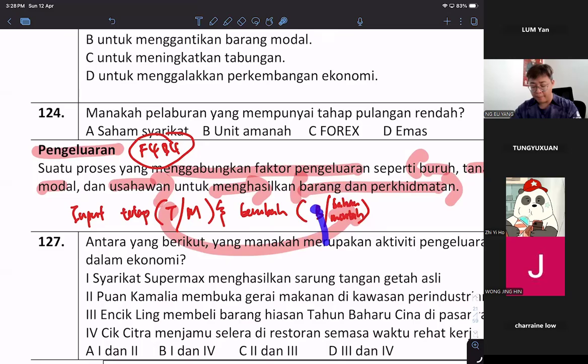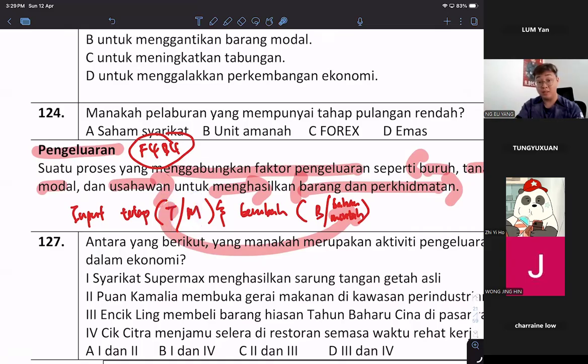So the buruh and bahan mentah, I can increase whenever I want. In jangka masa panjang, more than 1 year, 2 years, 10 years, I also can increase anytime I want. So this input berubah, no matter jangka masa panjang or pendek, we can increase or decrease. But input tetap is only for jangka masa pendek, because we need the time to prepare the budget and funds to increase the units of tanah and machines. Let's say the kilang. Understand?